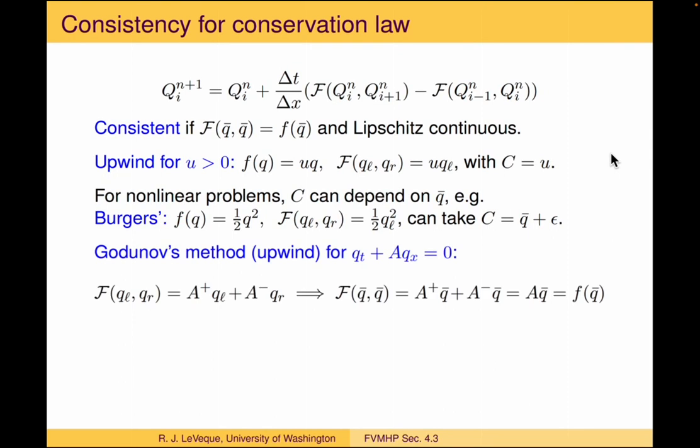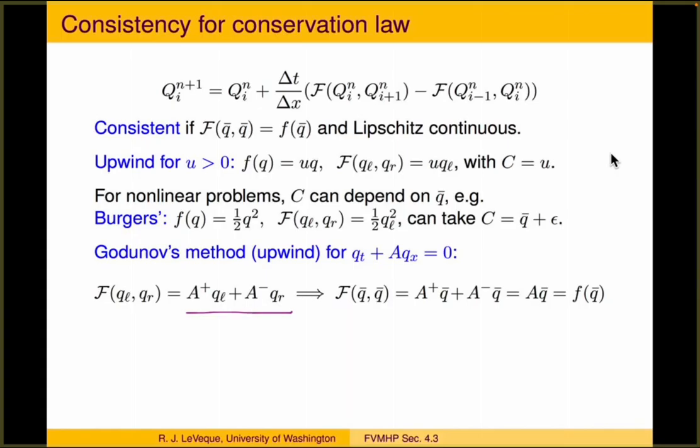Here's an example for a system of equations. If we look at the linear system q_t plus A q_x equals 0, then if we look at Godunov's method, which is, remember, the natural generalization of the upwind method to a system of equations, then the numerical flux function comes from splitting up the matrix based on its positive and negative eigenvalues, and it's the A plus matrix times Q_L plus the A minus matrix times Q_R. If we evaluate that F with both Q_L and Q_R equal to Q bar, then we would just get A plus Q bar plus A minus Q bar, but A plus plus A minus is the original A, so that's just A Q bar, which is F of Q bar. And it's also Lipschitz continuous.